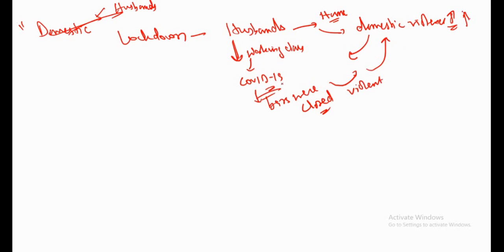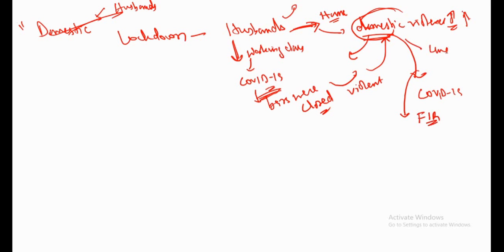And alcohol ban is not necessary for domestic violence. It can happen independently. When husbands were more at home, they had more issues with their wives, and there was the issue of domestic violence. And moreover, due to COVID-19 and lockdown, women could not go to the police station for FIR. So again, the cases went underreported. Whatever data we have is also underreported.